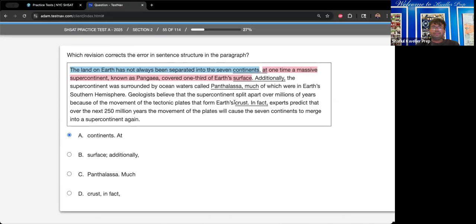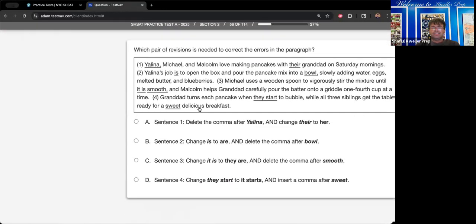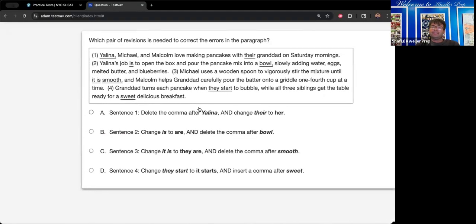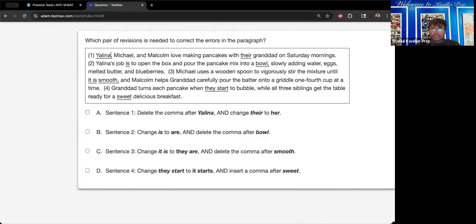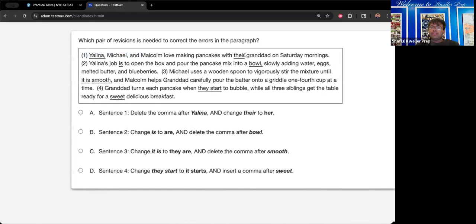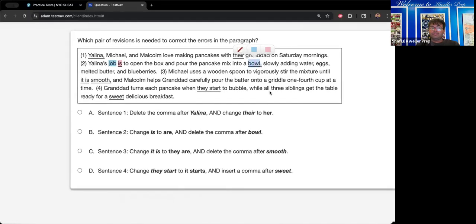Okay, let's go to 56. Which pair of revisions is needed to correct the errors in the paragraph? This is fine, this is talking about three people, you need a comma there. Job is singular, so it needs a singular verb. Remember, subject and verb have to agree. The subject is her job, and her job is singular. This is fine. Until it is smooth. The mixture is a singular word, so it is also singular.